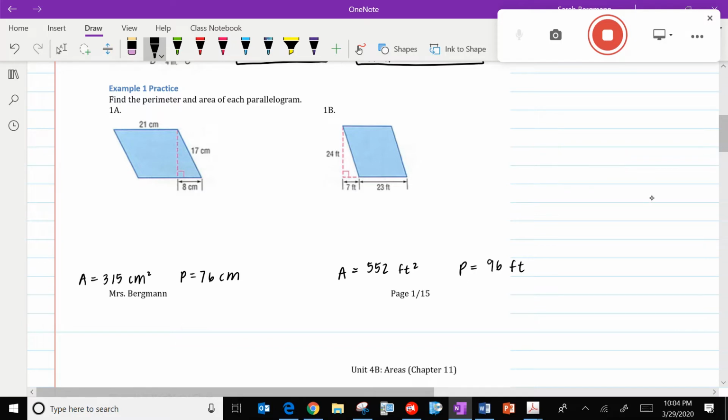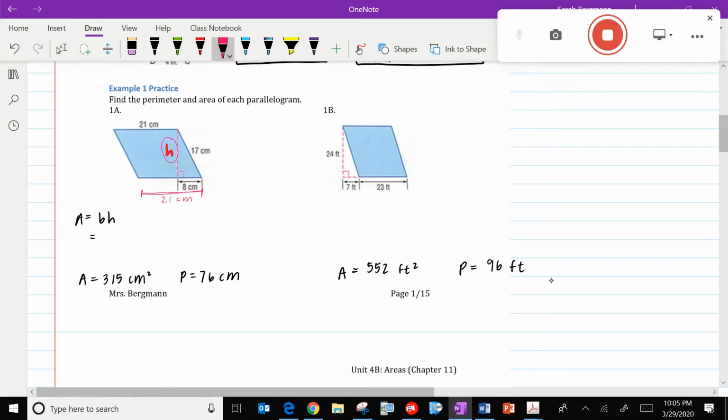So for this, we know area, since it's a parallelogram, is equal to the base times the height. So for this, I see that here's my right angle symbol. So I'm going to call this dotted pink line my height. Now whatever's perpendicular to that is going to be my base. So this side here, the entire side is the base. And I know opposite sides are congruent, so I know this is 21 centimeters.